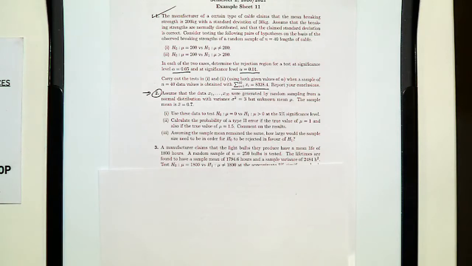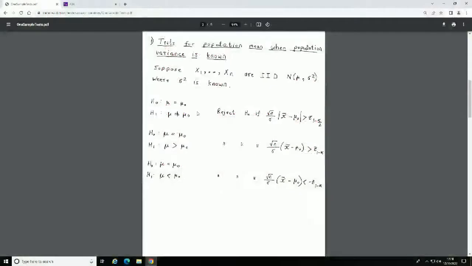Alright guys, so let's look at question 2. If you look in the formulas, question 2 corresponds to this kind of hypothesis where mu equal to something versus mu greater than something. So the rejection rule that you need to use is this one here. You follow? Alright, so that's what I'm going to do right now.